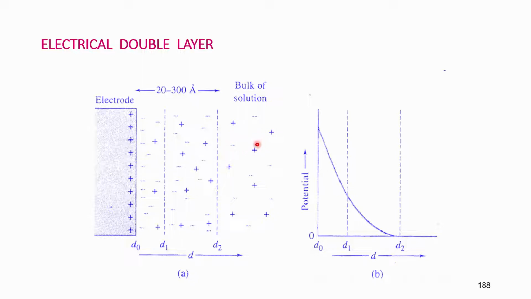From the bulk of the solution, the moment I give a charge, the cations will start moving towards the electrode. This cation will move towards the electrode like this, this will move like this, this will move like that. All cations will be moving towards the electrode, and immediately adjacent to this I can imagine two layers, one from 0 to 20 angstrom units and another from 20 to 300 angstrom units.